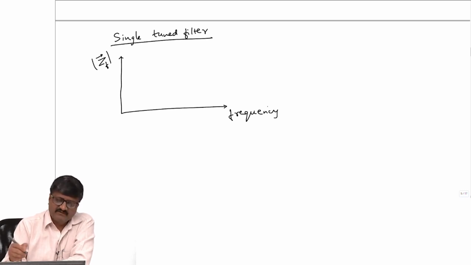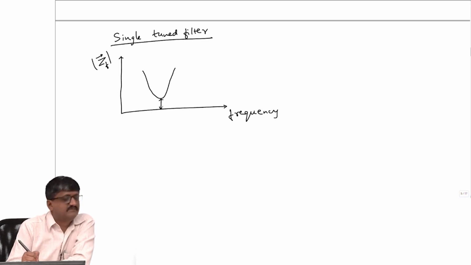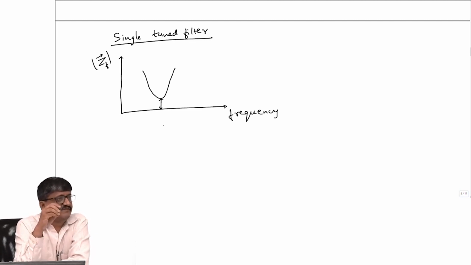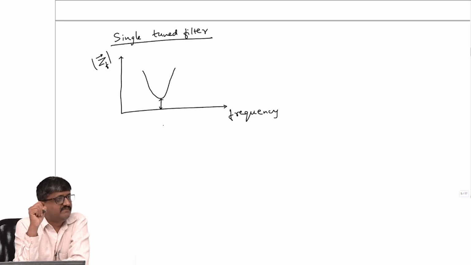Okay. So, it is somewhat like this. At one value I get a minimum value of impedance. What is that minimum value for a single tuned filter? What is this value? The minimum value of the filter impedance for a single tuned filter. At some frequency it is minimum.